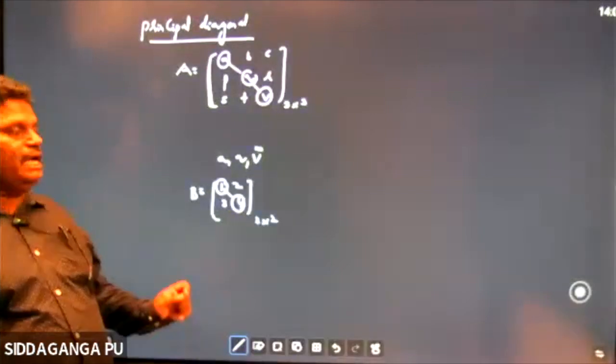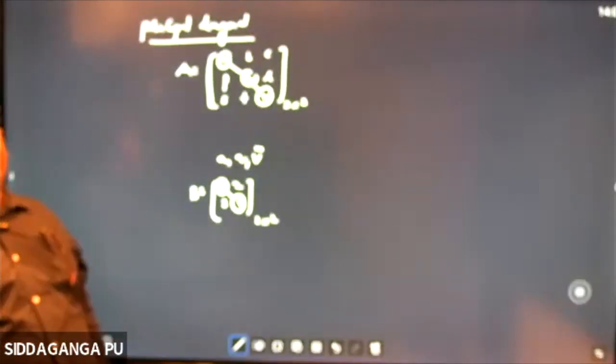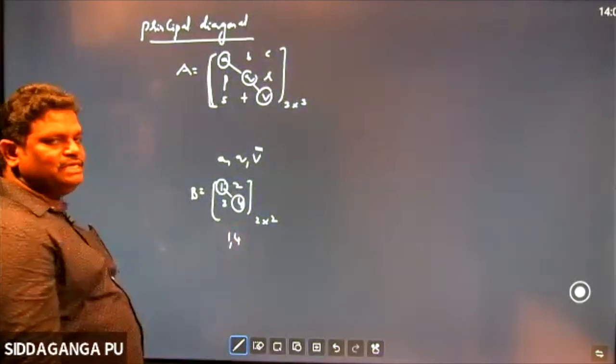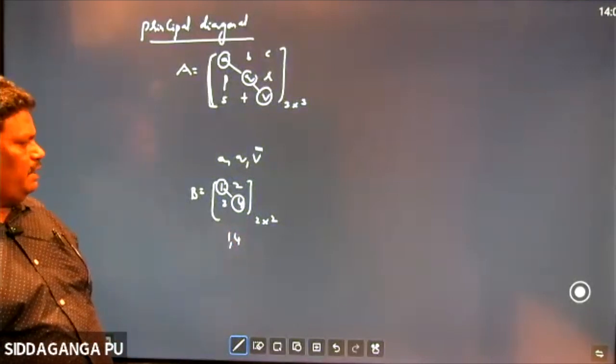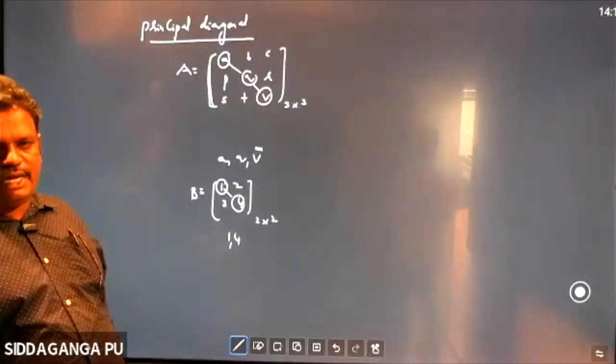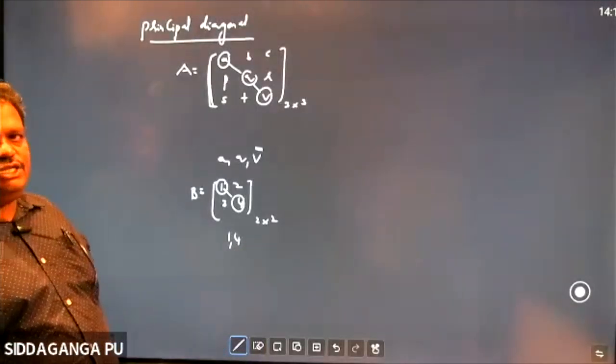This diagonal is called the principal diagonal. What are the elements in the principal diagonal? 1 comma 4 are the elements in the principal diagonal of the matrix capital B. Is this clear? So this is the principal diagonal of the given square matrix.